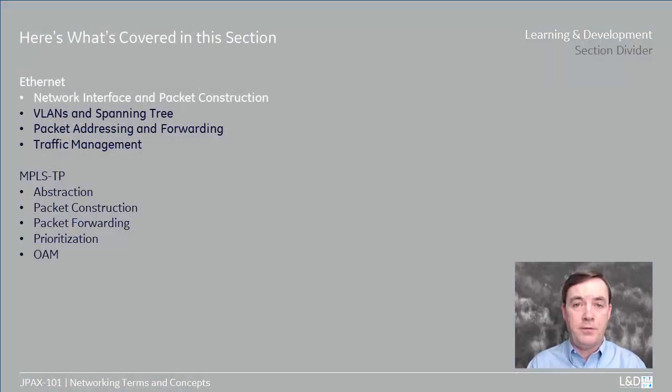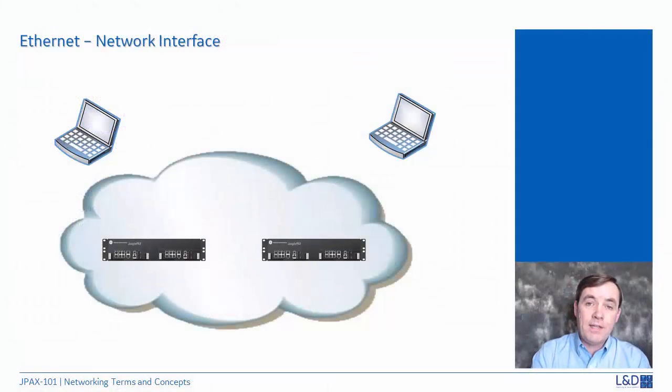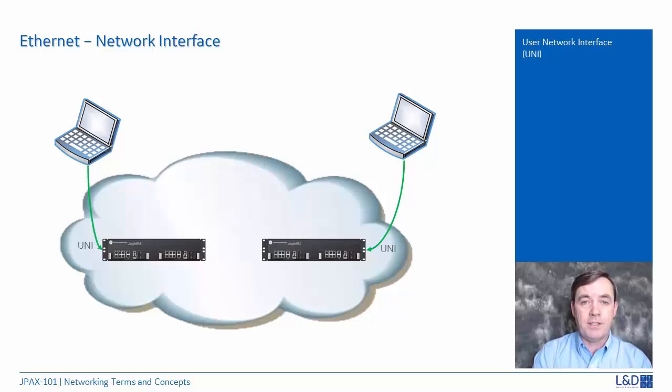Let's start with the network interface. What is it, and how does it affect packet construction? Please note that while TDM interfaces are supported on the JunglePax as well, this module will focus on Ethernet for the examples discussed. The Ethernet port on a network device connected directly to an end user device is referred to as the UNI, the User Network Interface.